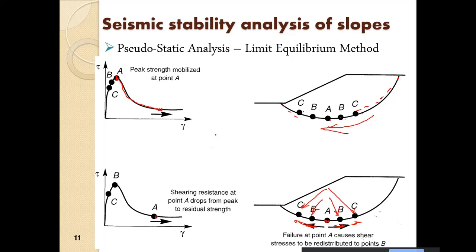It has been observed mostly in strain softening soils. So you see, point A, this is the peak shear resistance. As soon as the applied shear exceeds this, the resistance of point A shears and the resistance drops to this point here. So this is strain softening behavior.